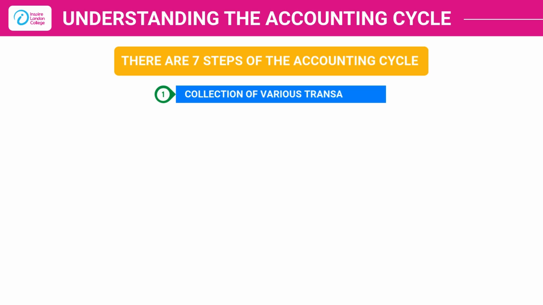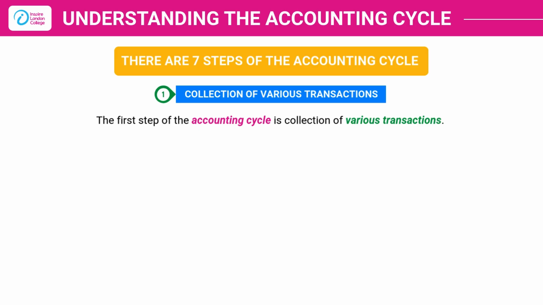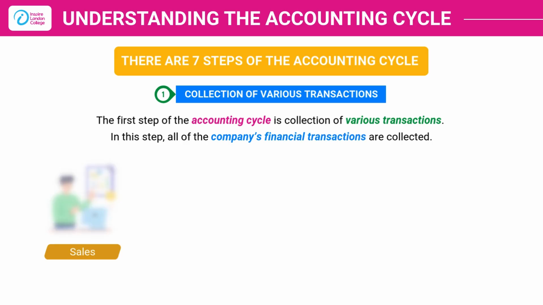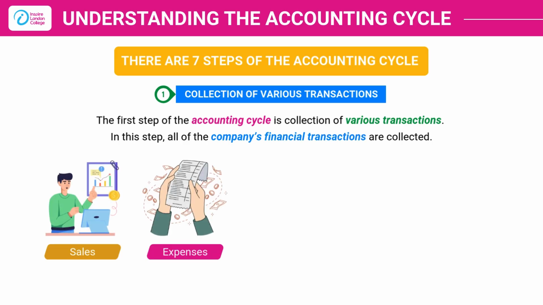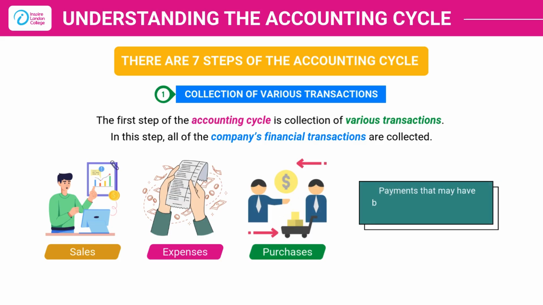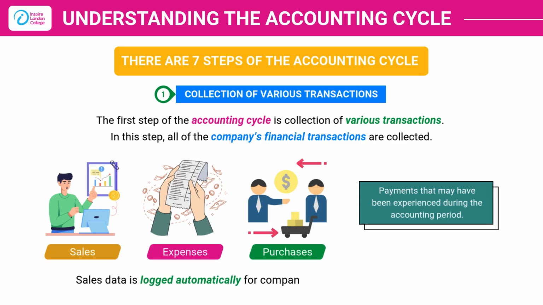Collection of various transactions. The first step of the accounting cycle is collection of various transactions. In this step, all of the company's financial transactions are collected. It includes all sales, expenses, purchases, and payments that may have been experienced during the accounting period. Sales data is logged automatically for companies using point-of-sale technology.